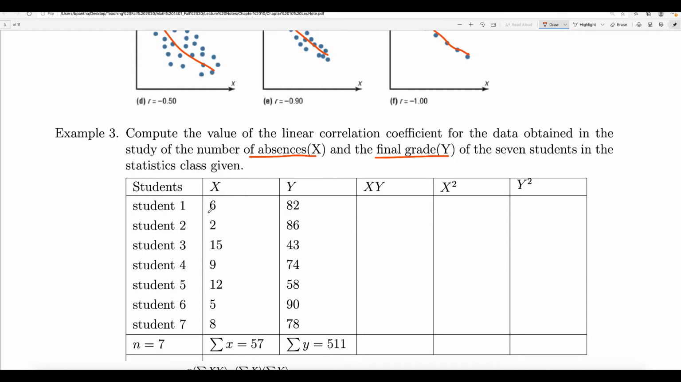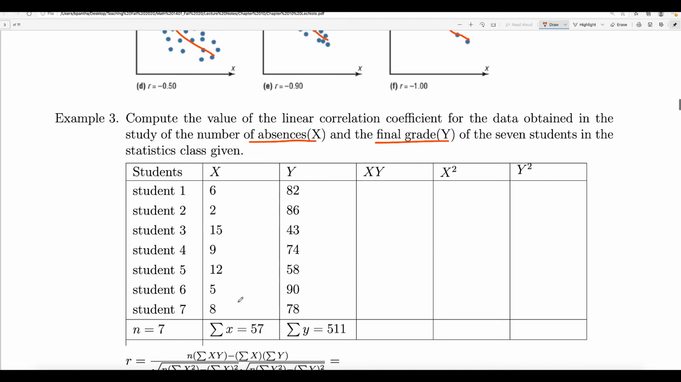For example, a student missed 6 classes and his final grade was 82. Another student missed 2 classes and his final grade was 86. Another student missed 15 classes and the final grade is 43, and so on. These are student 1, student 2, like that. A sample of 7 students was picked, and the number of absences and their final grade were recorded like this. We want to know, is there a linear relationship between the number of absences and the final grade?